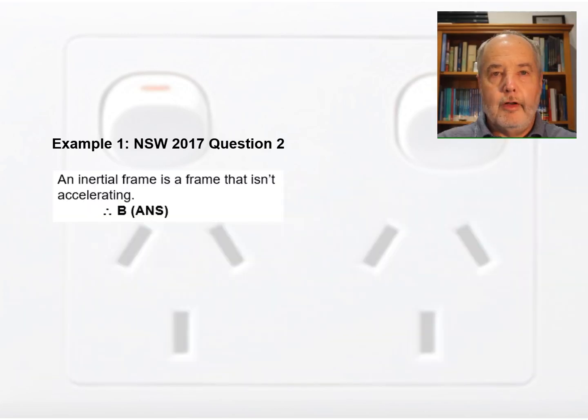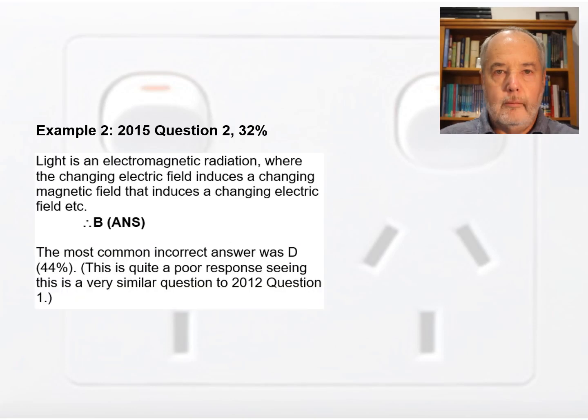The definition of an inertial frame is a frame that's not accelerating. The only frame in these options that's not accelerating is B. Light is an electromagnetic radiation which travels at the speed of c through a vacuum. If it's not travelling through a vacuum, if it's travelling through a medium, it slows down. The rate at which it slows down depends on the electrical and magnetic properties of the material that it is travelling through. Therefore, the best answer is B.